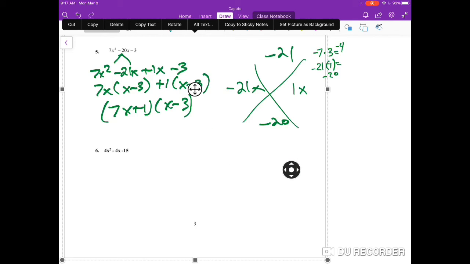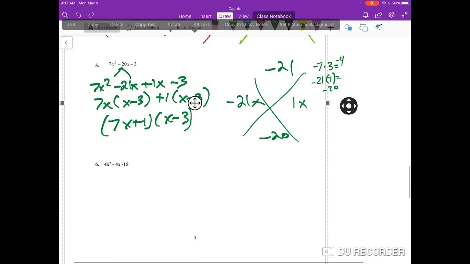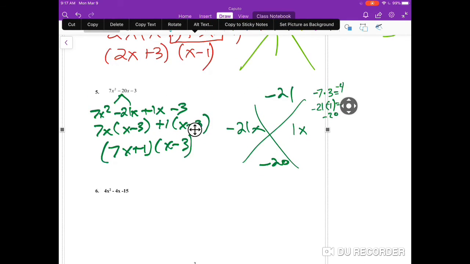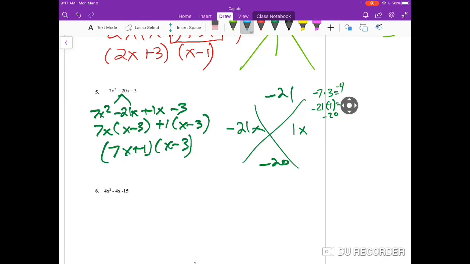Probably should show my grouping here. So let me just add in some of this. So let's get a color. Group, group, group, group. 7x squared minus 21x. Pull out a 7 and an x. You have x minus 3. Pull out an x. You have x minus 3. And then you put this and this together here. And you're left with that.